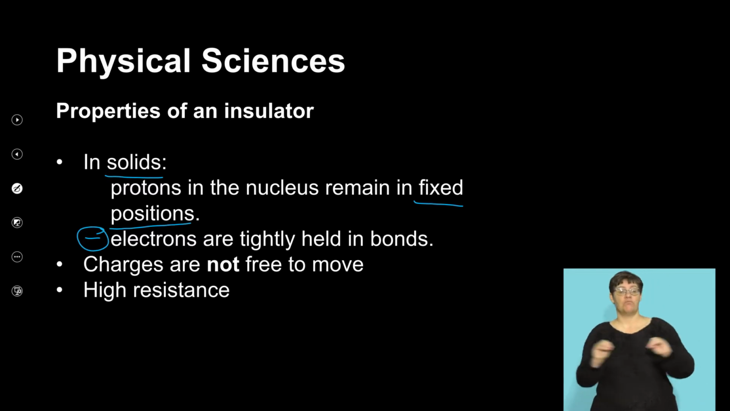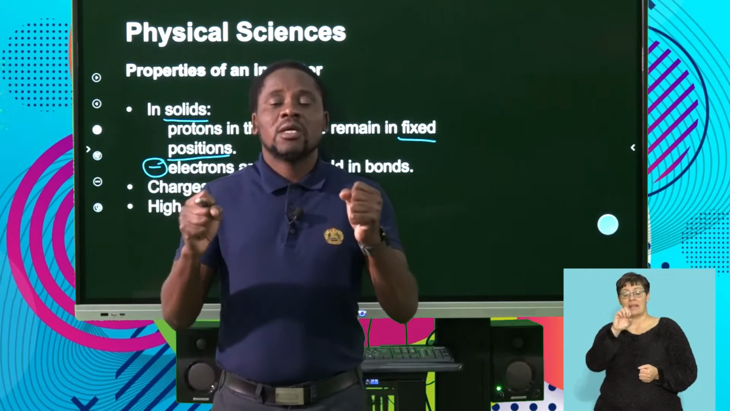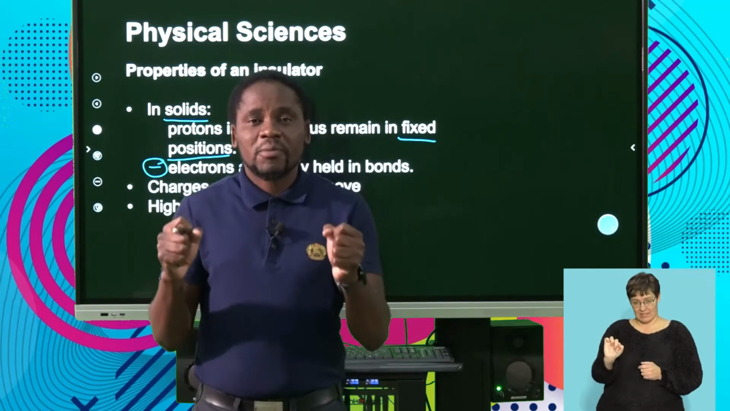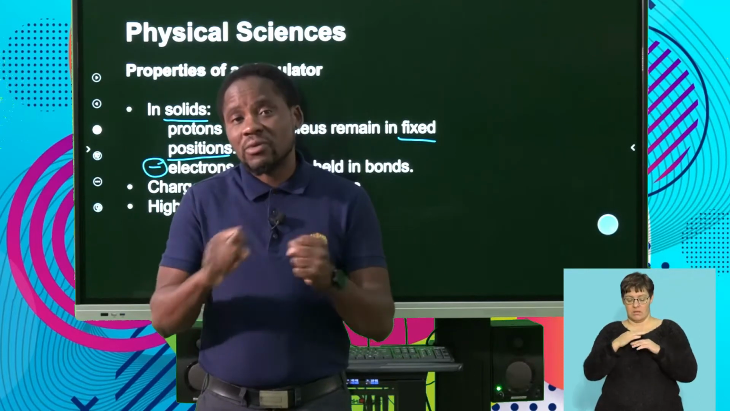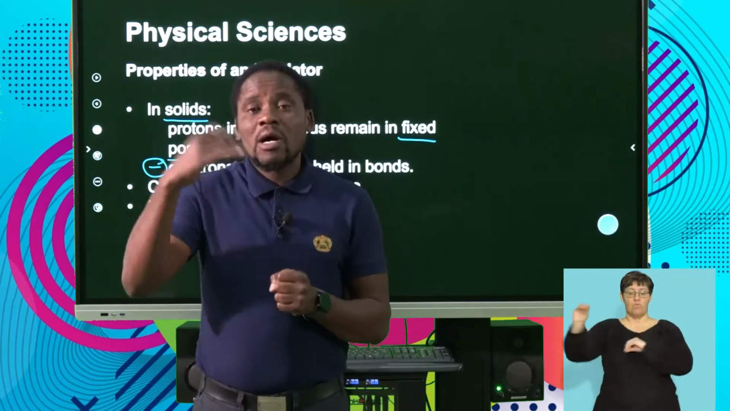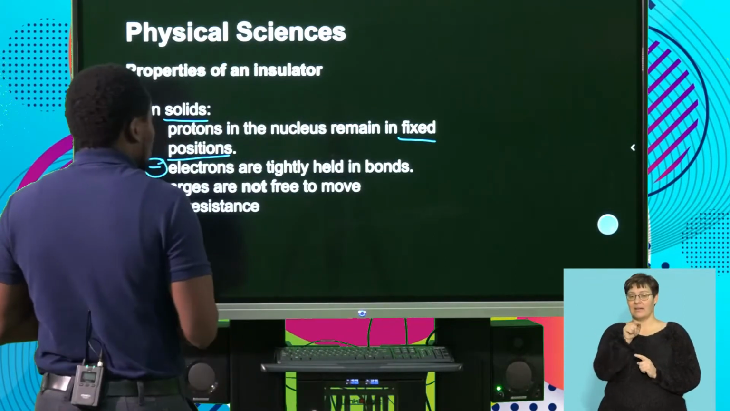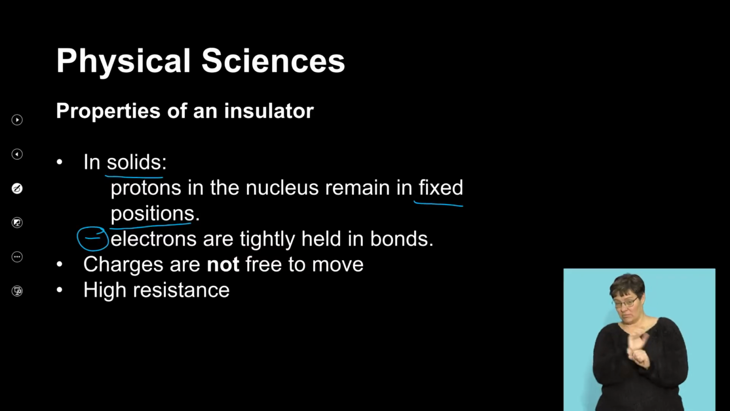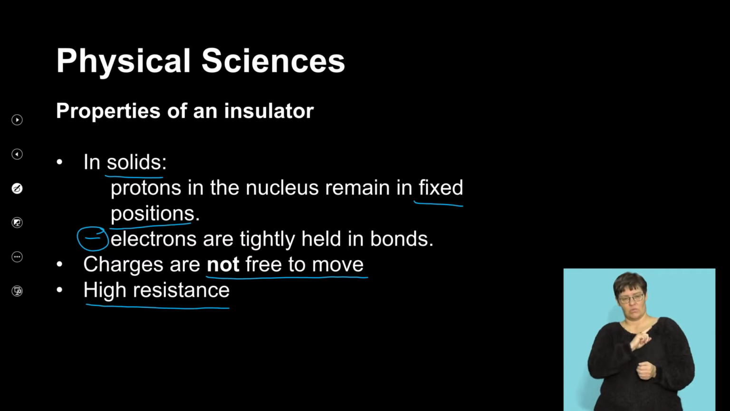Why? Because according to the kinetic molecular theory, one of the properties within a solid material is that the particles that make up solids vibrate within fixed positions. So our understanding of that becomes very important to say that these charges are actually not free to move. As a result, solids, usually these insulators, have high resistance.